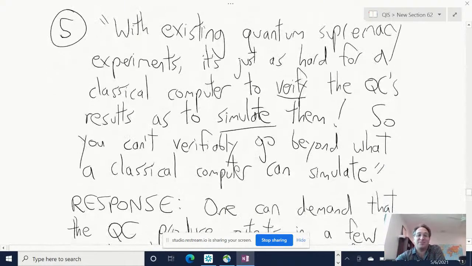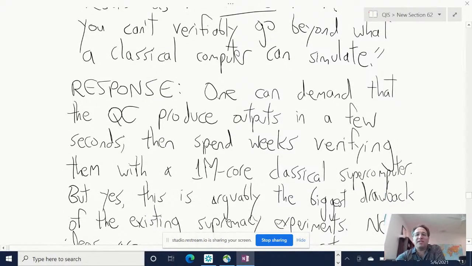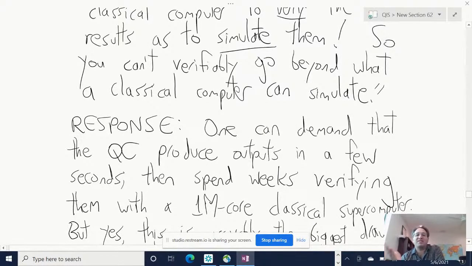So how do we get to say that this is quantum supremacy? So, the response to that is, well, one demands that the quantum computer produce its outputs very quickly, let's say in a few seconds or a few minutes. And one can then use the biggest supercomputers in the world to verify the results at leisure. The classical computer can take weeks or months to do the verification, and you can use 1 million parallel processors, let's say, to help you verify what just the single quantum computer had done. So you can demonstrate that there is a large gap in performance in that way.